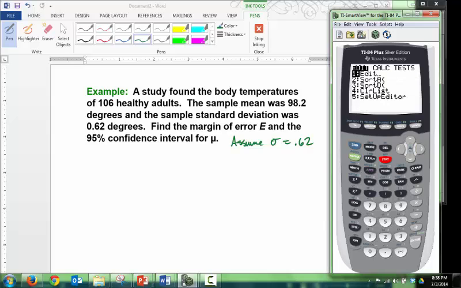STAT, TESTS, and ZInterval. The z-test is next chapter. Okay. Again, the first thing they ask for is the input. Do you have data in L1, or are we going to use sample statistics? Well, we're going to use sample statistics. And the first thing they ask for is sigma. What is sigma? You're using the z distribution here, so you must know what sigma is. In the original problem we actually didn't, but we're just going to assume at this point that sigma is 0.62.